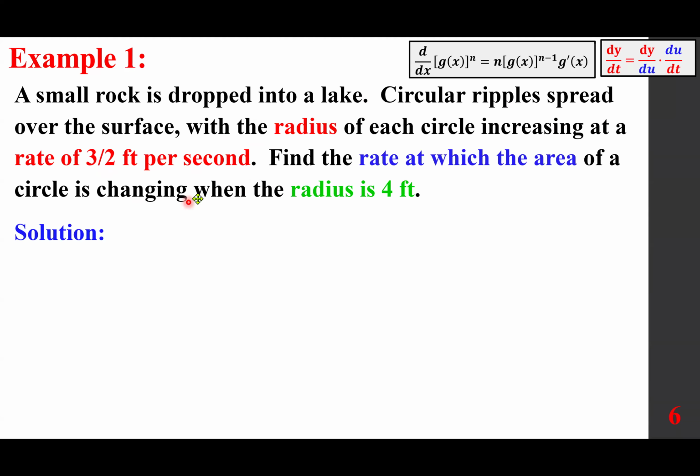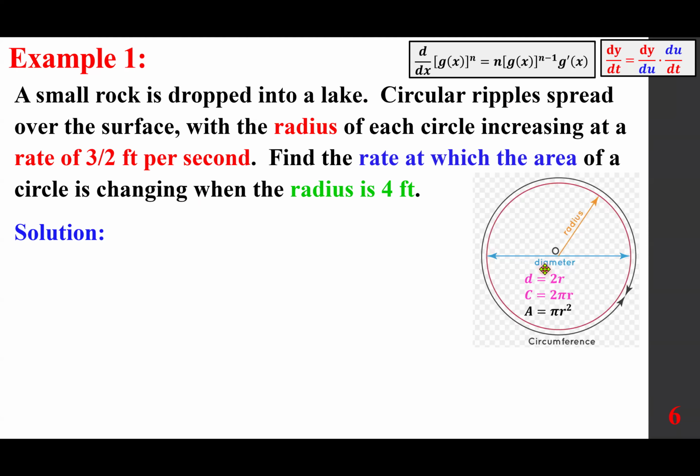So what are we dealing with? We are dealing with a circle. What do we know about the circle? From the center to the circle, this distance is called the radius. If you go both sides, it is the diameter, D equals 2r. Circumference is 2 pi r. Area is pi r squared.